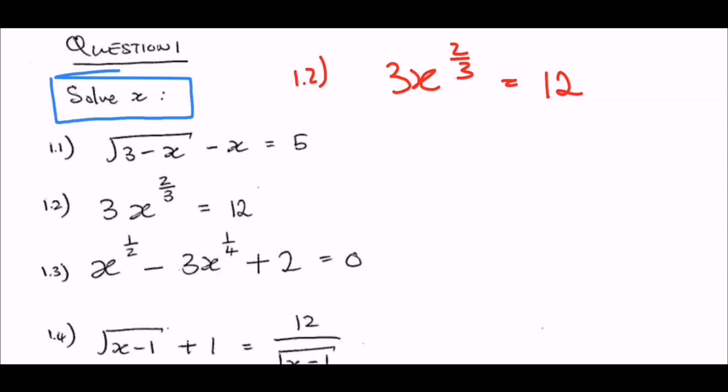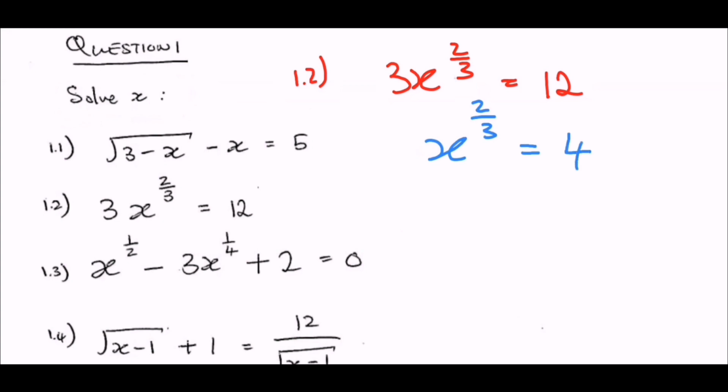Divide by 3. Perfect. Divide by 3 on both sides, and 12 divided by 3 is 4. Okay. What can I do now? I now need to get rid of that exponent.